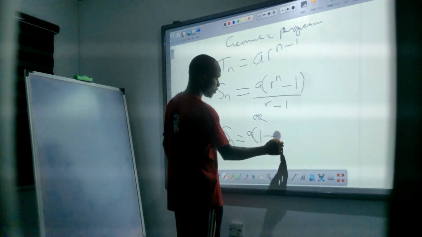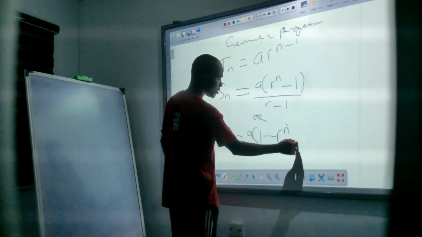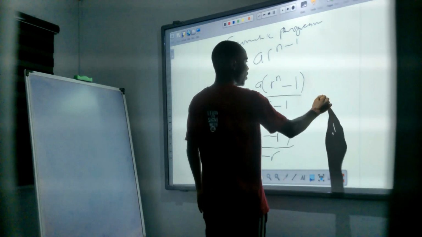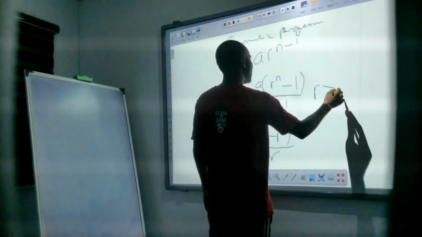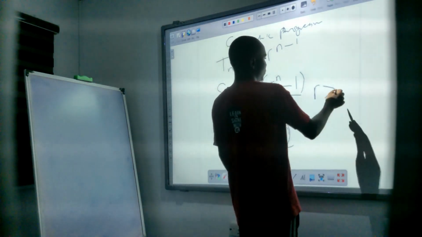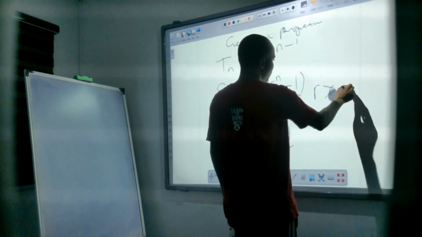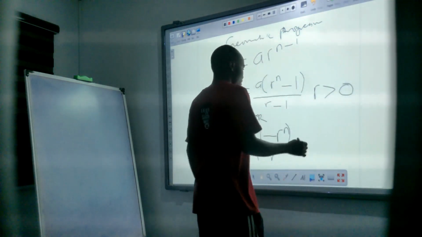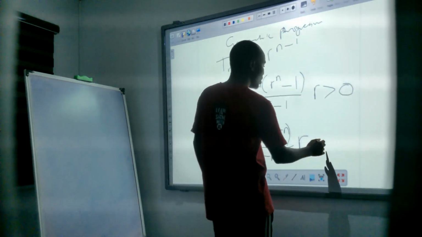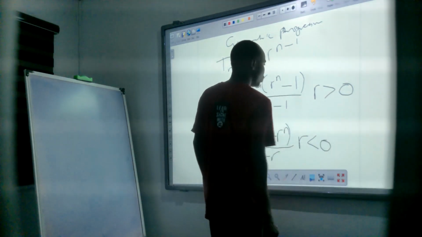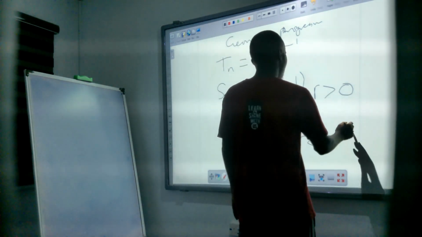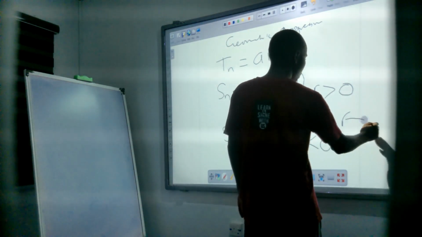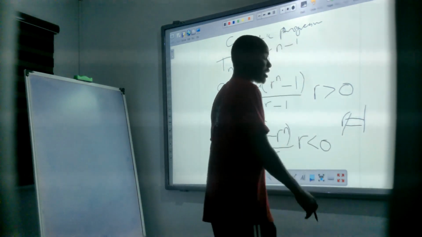Sum of the first n terms will be the first term multiplied by 1 minus r raised to power n, over 1 minus r. We use this one if r is greater than 0, and we use this if r is less than 0. Note, r cannot be 0. Is that okay?